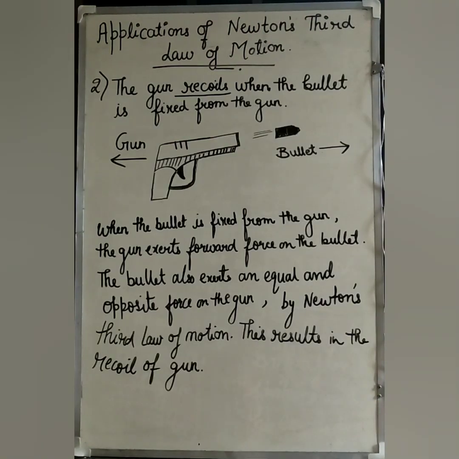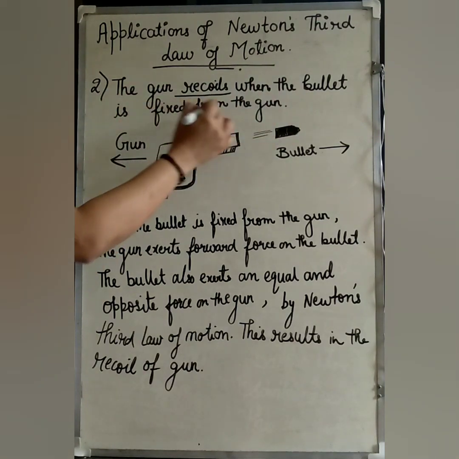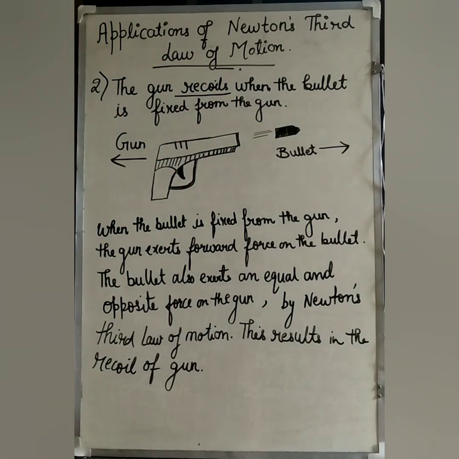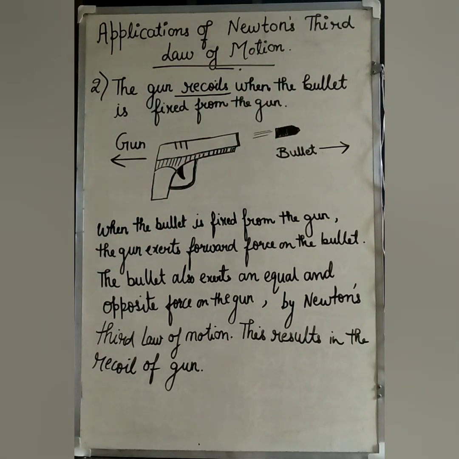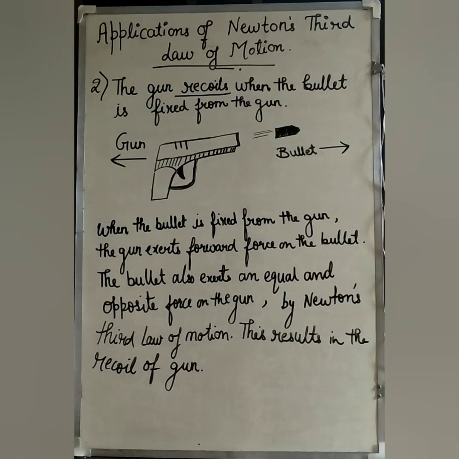Now students, let's study the second application of Newton's third law of motion, and I'll say the most important application. It says that the gun recoils when the bullet is fired from the gun. We'll talk about this word recoil. See, first of all, I have a gun and this gun is firing a bullet. So now what is happening? The gun is exerting force on this bullet in the forward direction.